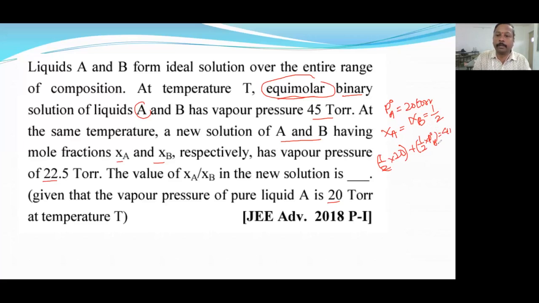is equal to 45. By using this you can find out P naught B. Once you know P naught A and P naught B, in the new solution you can substitute in place of XB as 1 minus XA. So one equation will be there and one value you have to find out. Then divide both of them. The answer you will get is 19. So 19.00. The answer you should circle is 19.00.